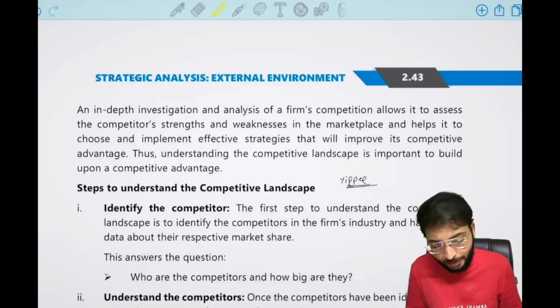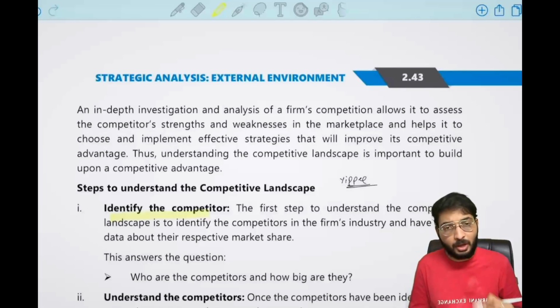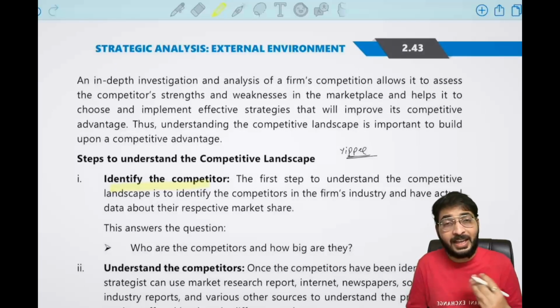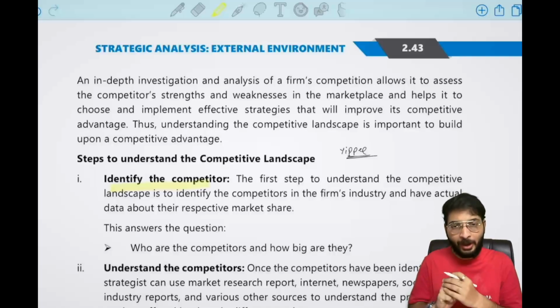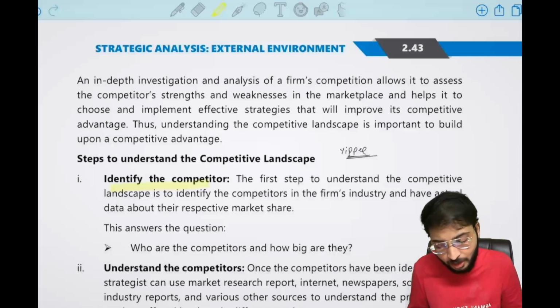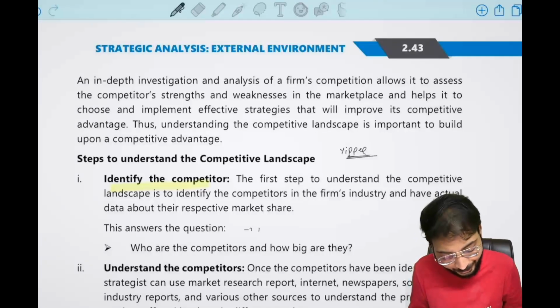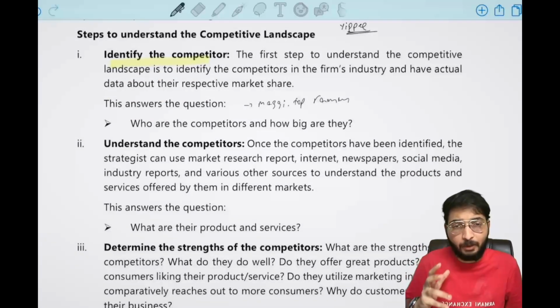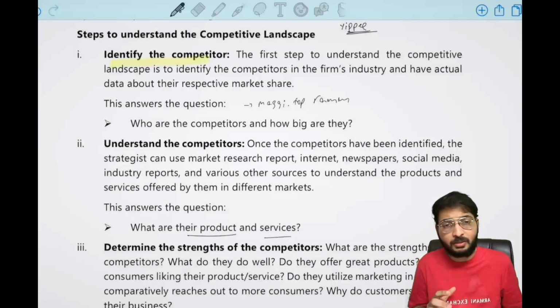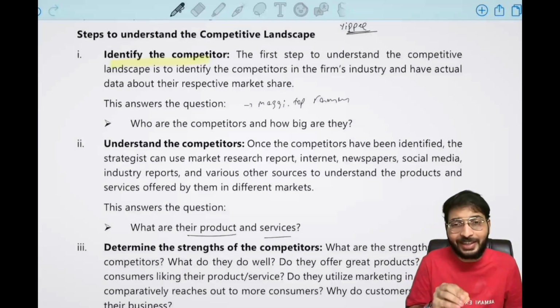Number one, you first have to identify who your competitor is. Now, for example, they're in the same industry. Who is the competitor? Maggie will be the competitor. So you have to identify who the competitors are, like Maggie, Top Ramen, all these are the competitors. Second, you have to understand the competitor. What are their products and what services are they offering? That is the second step, called understanding the competitor.